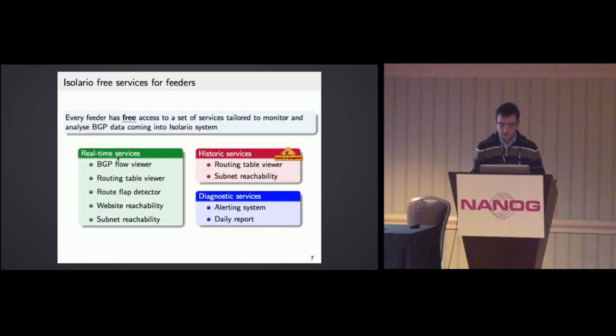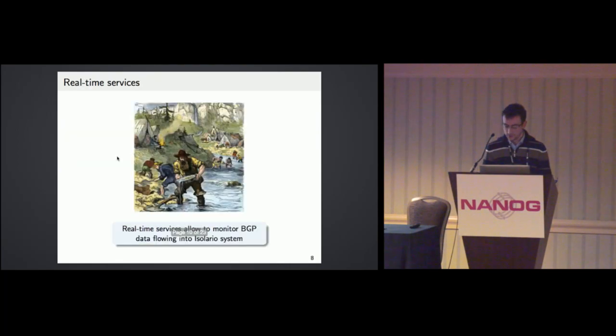The set of services that we make available for participants can be divided into three main categories: real-time services, historic services, and diagnostic services. Now I am going to present to you some of the services available. So real-time services enable a user to monitor in real time BGP data coming into the Isolario system.